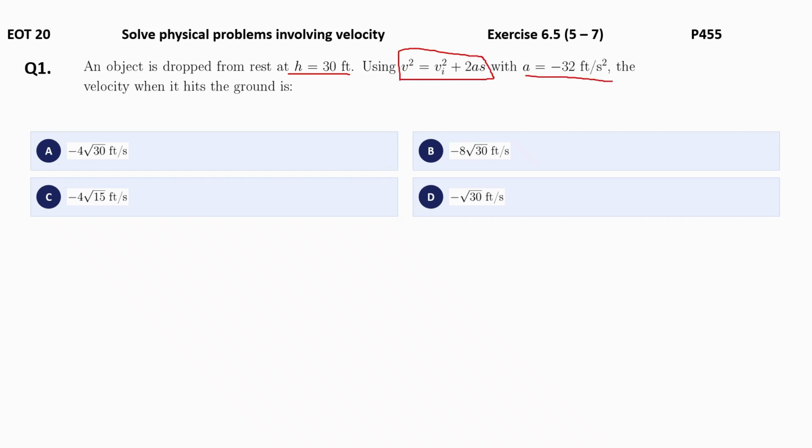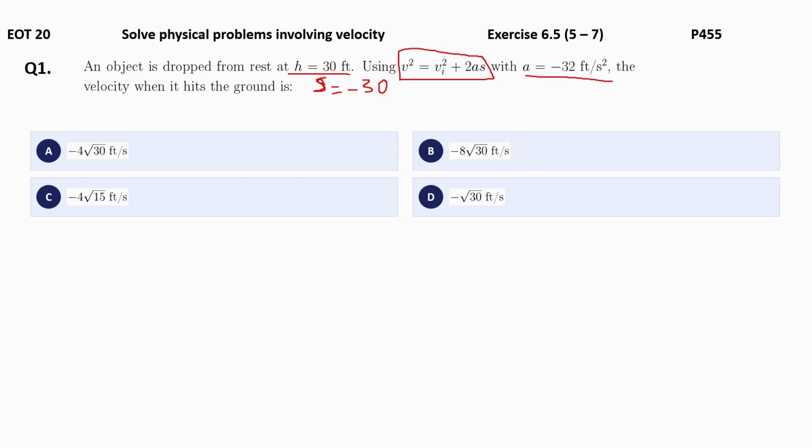Acceleration is mentioned as negative 32. Since height is given, you should know height is nothing but your s, the displacement, which is negative 30. Why? Because it is dropping downward. Ground is down, right? So it is negative 30. Your s is negative 30. A is already given as negative 32.